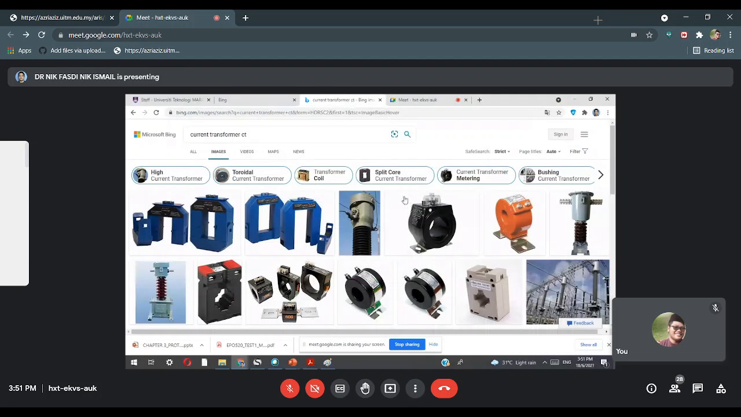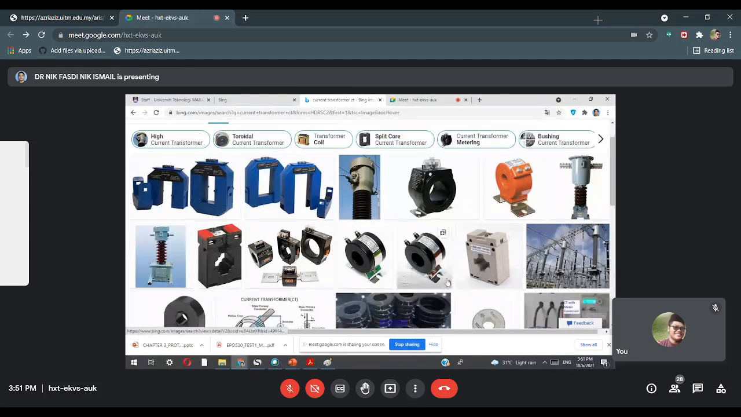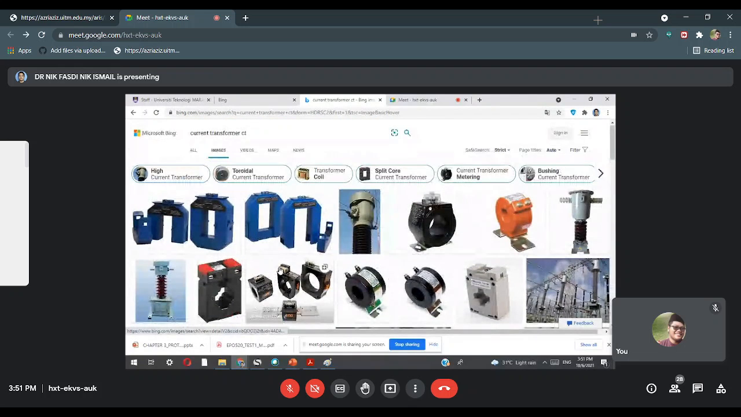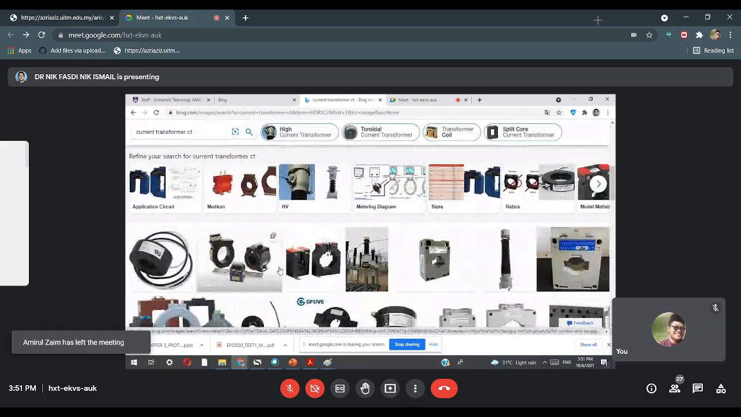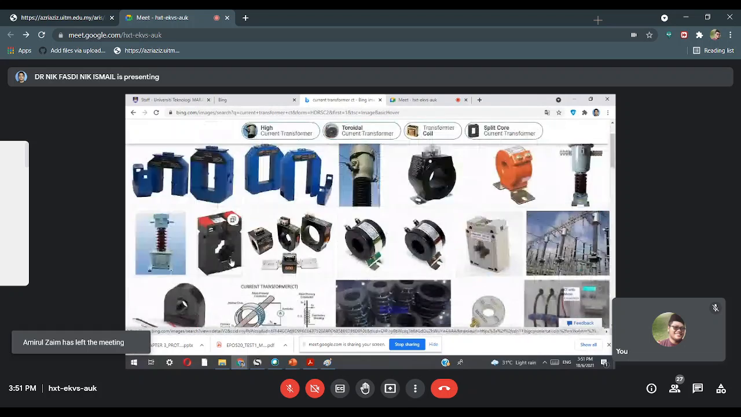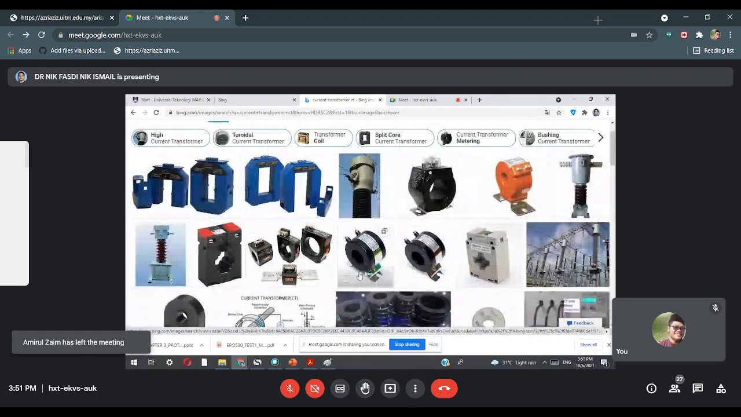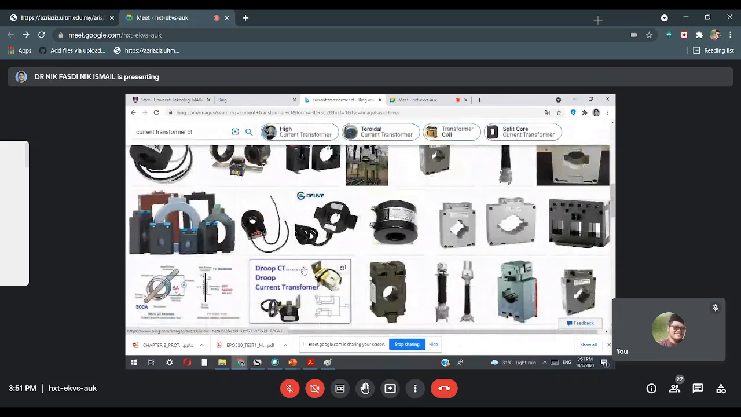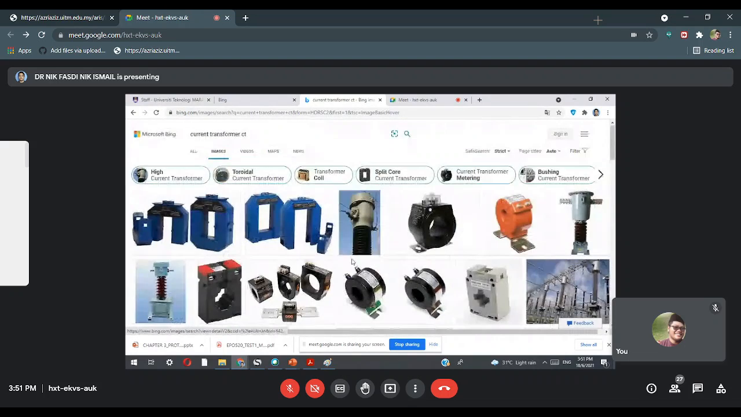Okay, this is the current transformer. Mungkin kalau siapa-siapa yang tak pernah tengok, this is physical structure of current transformer. Dia bentuk ring, dan dalam hole ni, cable akan lalu. So dia akan step down the current. Macam ni bentuk dia. Okay, you tahulah physically macam mana bentuk dia.